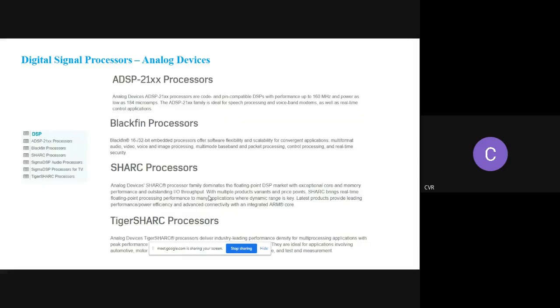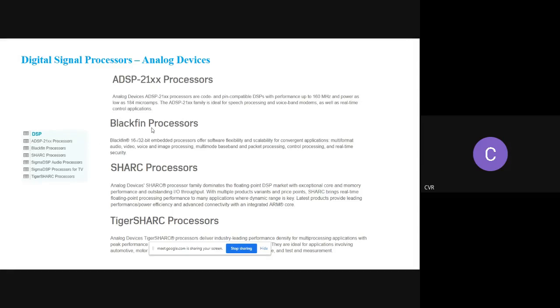Then you have the other company, Analog Devices. Both of these companies contribute more than 95% of the industry. In Analog Devices, you have different processors like the ADSP21 series, then Blackfin, SHARC, and Tiger SHARC. Out of these, Blackfin is widely used in the automotive industry: in software-defined radios, ADAS, navigation systems, car audio systems and so on.